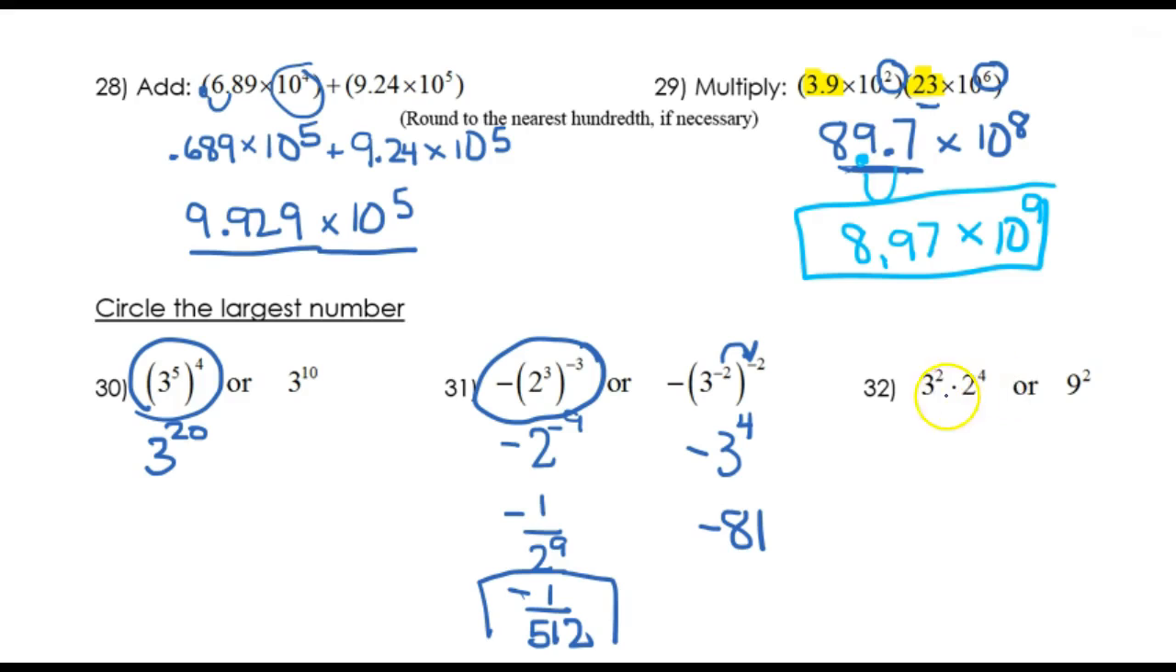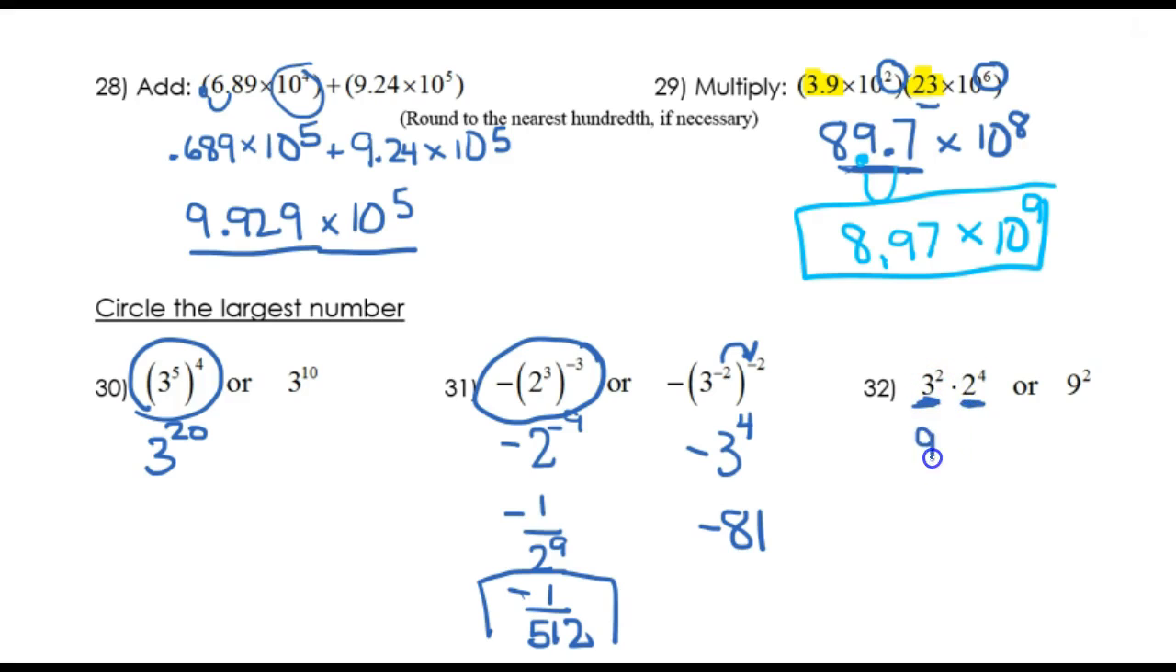Last but not least, 3 to the 2nd times 2 to the 4th. Now, we do not have the same base right here, so there is nothing we can do to combine them, and that's very important. The only way we can use our exponent rules with multiplication is when the bases are the same. So we really just need to expand this here.